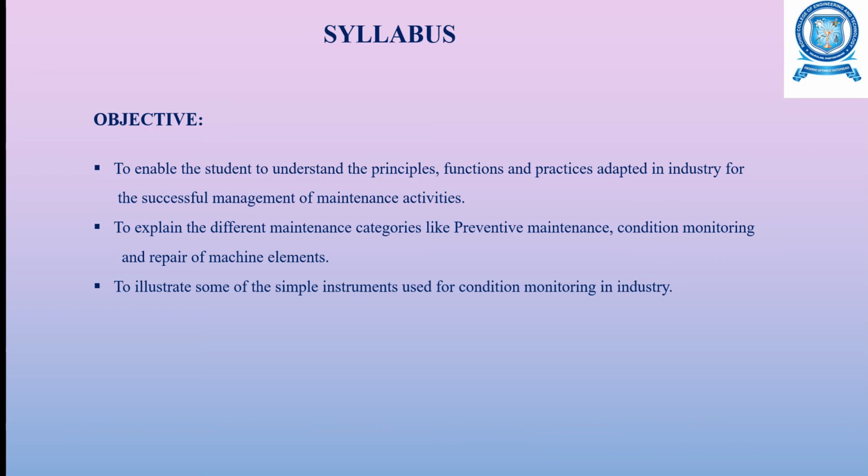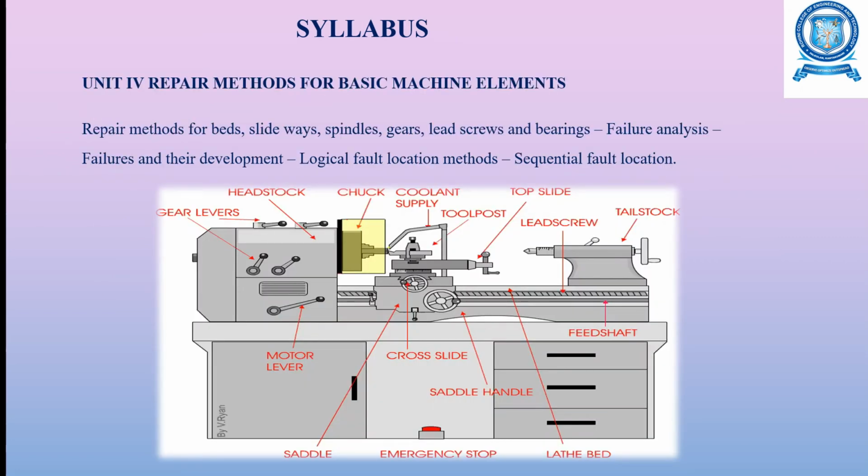So, before going in depth into the content, the main objectives of this course is to enable the student to understand the principles, functions, and practices adopted in industry for the successful management of maintenance activities, and to explain the different maintenance categories like preventive maintenance, condition monitoring, and repair of machine elements. And the third objective is to illustrate some of the simple instruments that are used for condition monitoring in industry.